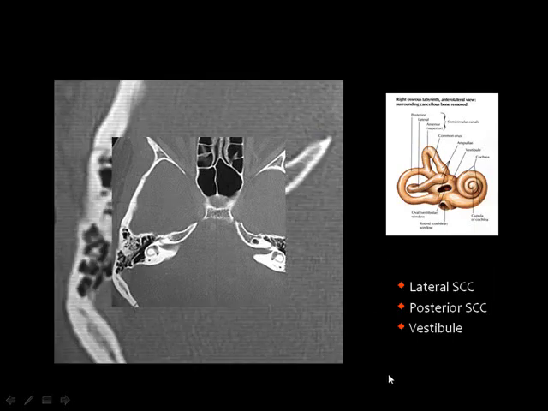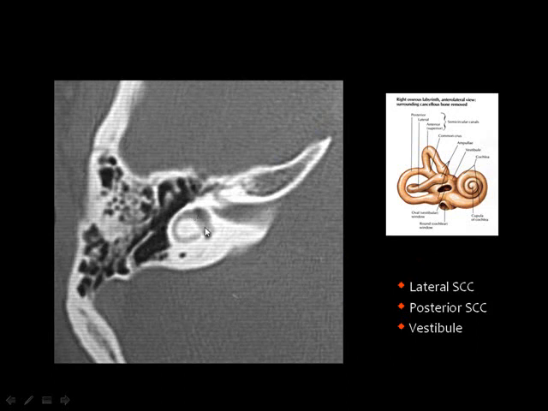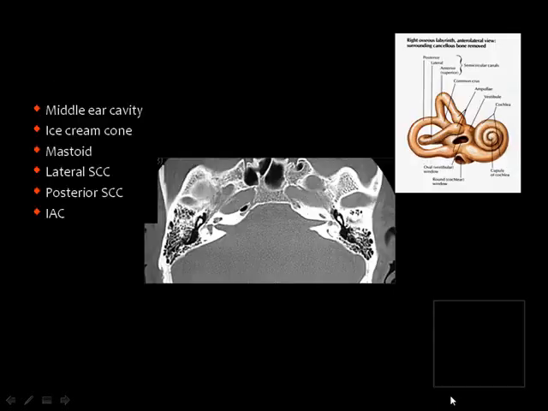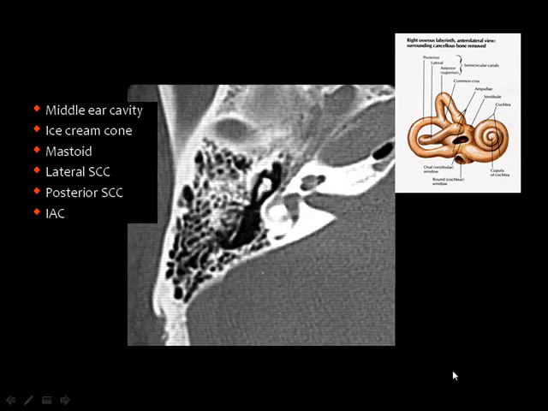Then look carefully at this section, where you can see this is the vestibule and this is the lateral semicircular canal. These 2 small dots represent part of the posterior semicircular canal. Then once more, look at these anatomic structures. Here you can see, and you remember, the ice cream cone, the middle ear cavity, aditus ad antrum, mastoid air cells. And here you can see this is the vestibule, and this is the lateral semicircular canal, and the posterior semicircular canal. And you all know that this is the internal auditory canal.